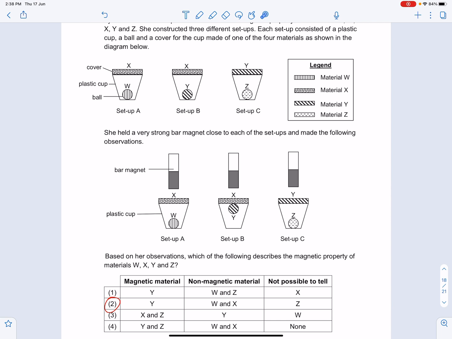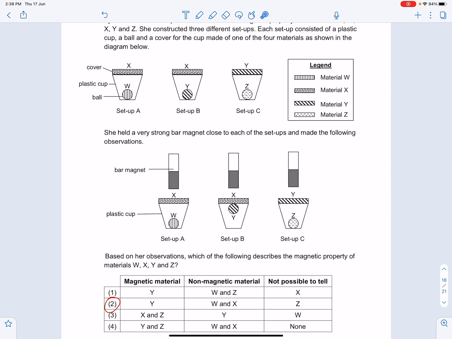Now, W and X are non-magnetic materials. Why is that the case? Firstly, if you take a look at this setup over here, it is shown that W did not get attracted to the bar magnet at all. And here's the thing. If you compare setup A and setup B, they are exactly the same. So if Y got attracted, that means W should be able to be attracted to the bar magnet if it was made up of a magnetic material, which isn't the case.